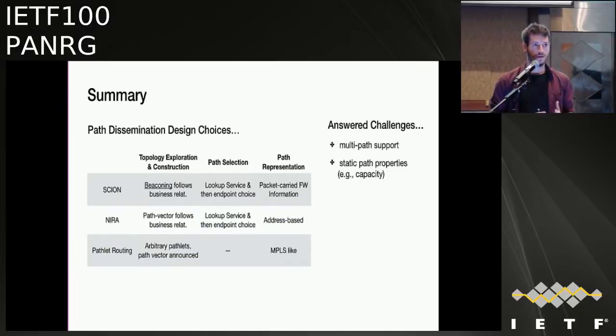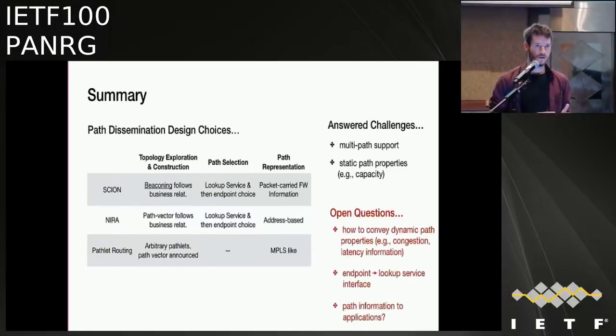At the same time, there are many challenges that remain unanswered, so there is a lot of work to be done in the area. For example, how to convey dynamic path properties. How often do we need to disseminate such information? How much information is needed, for example, for obtaining accurate congestion information or latency information? Another issue is how the endpoint-to-lookup-service interface should be implemented. And one more interesting issue is how to disseminate or convey this path information higher up in the networking stack, closer to the application. I think some of the subsequent talks will describe some of these issues.